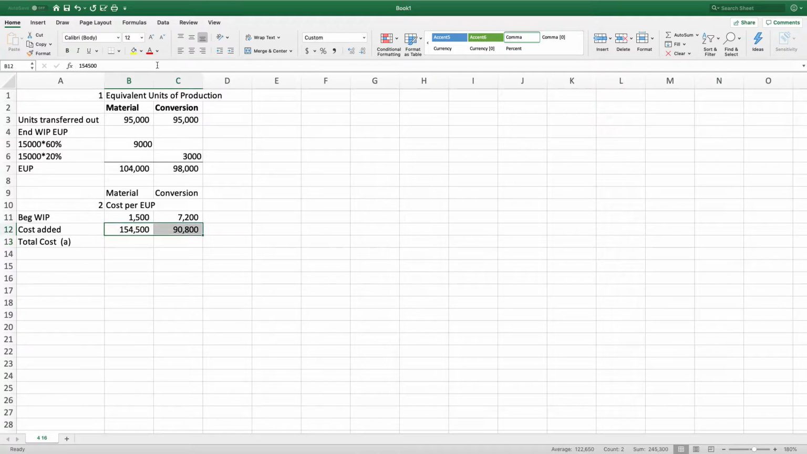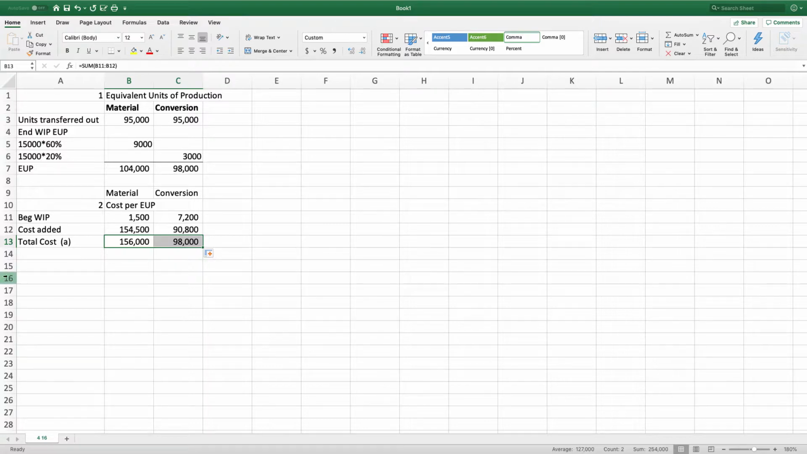And if you notice, if you're doing Excel, if you're doing a function, give me a bottom line to show that you're doing some mathematical function here. So, total cost with respect to material is $156,000. Total cost with respect to conversion is $98,000.